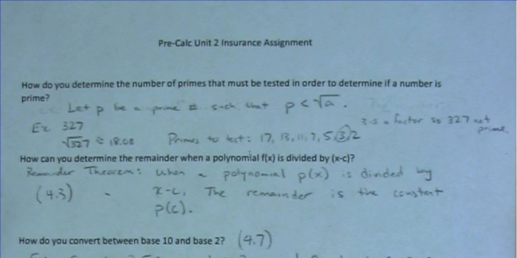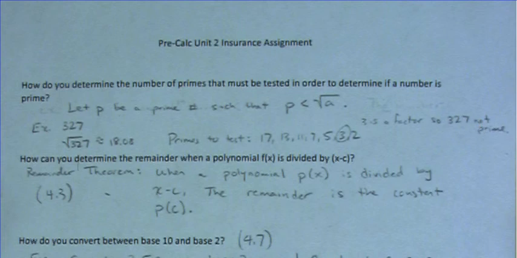So I listed the primes that you would have to test: 17, 13, 11, 7, 5, 3, and 2. As you test these primes, you divide 327 by those prime numbers, and once you get down to 3, you realize that 3 does evenly divide 327, so 327 is not prime.